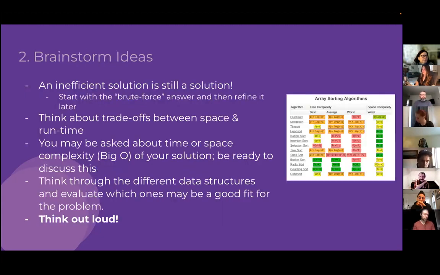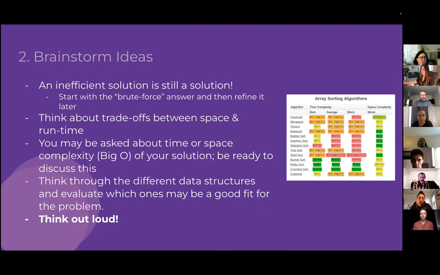Okay, so now that we've got our problem, it's time to do some brainstorming on how to solve it. Now remember, an inefficient solution is still a solution. So sometimes it's okay to just start with the brute force answer and then refine it and optimize it later. If you're able to deliver a working solution, and maybe it's not the most efficient solution, but you can point out what is inefficient about it and what you might go about improving later, that can be a totally valid and reasonable way to answer these questions.